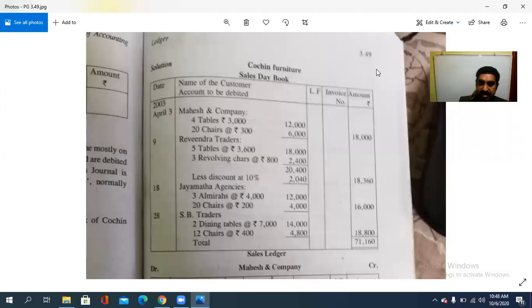And Jayamata Agencies: 3 almirahs at rupees 4,000, 12,000, and 20 chairs at rupees 200, 4,000, so 16,000. And SB Traders: 2 dining tables at rupees 7,000, 14,000, and 12 chairs at rupees 400, that is 4,800, 18,800. Take the total of all these, 71,160. So actually, what is the entry at the moment? Mahesh and Company to sales, Ravindra Traders to sales, Jayamata Agencies to sales, SB Traders to sales.